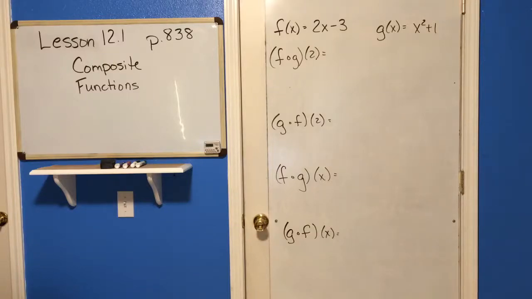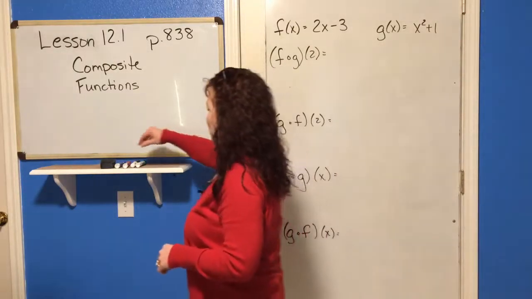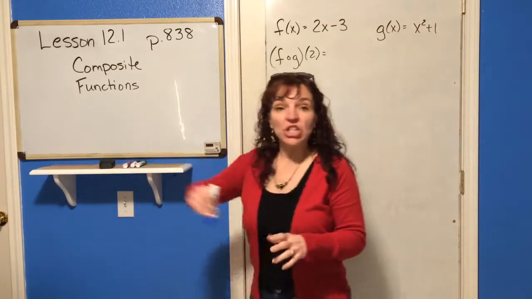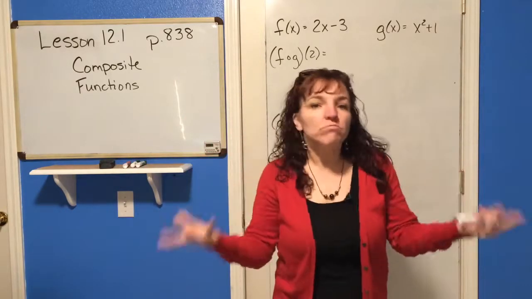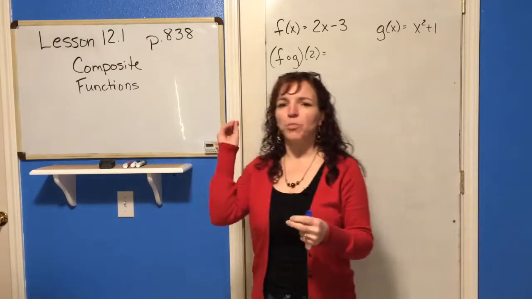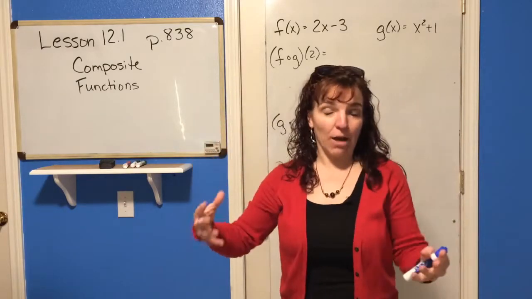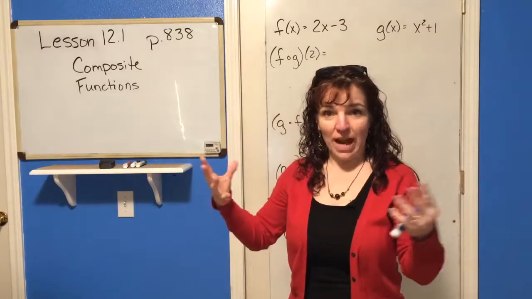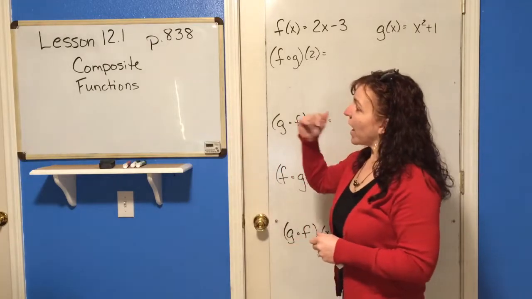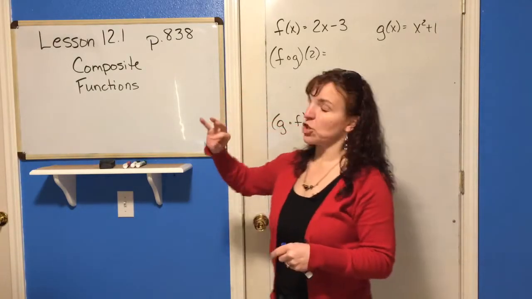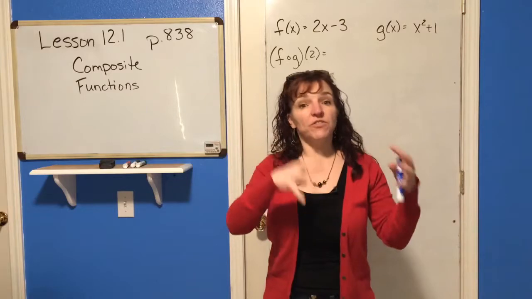Section 12.1 is on composite functions. And if you'll remember, a function is simply a rule. It's a rule where we put a number in and get a different number out. So you put in the domain and you get out the range. And so a composite function is a function of a function.